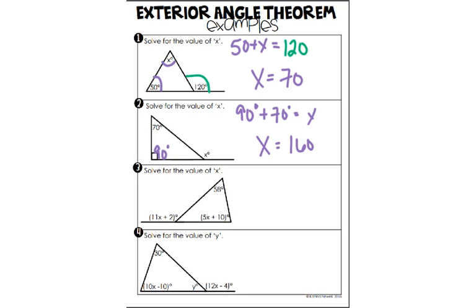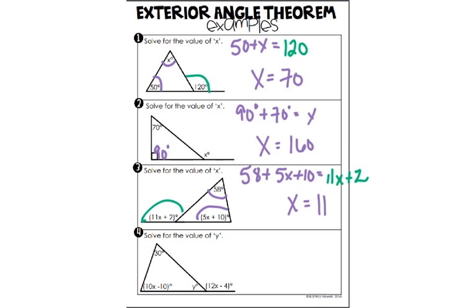All right, on this next one, all we're doing is finding the value of x. So my two remote interiors, the sum of those is going to equal my exterior. So if you solve this with your calculator, you're going to get x equals 11. Now this next one's a little bit different. They want the value of y.